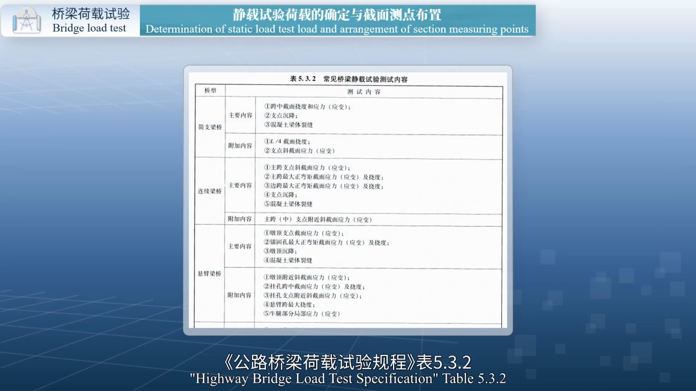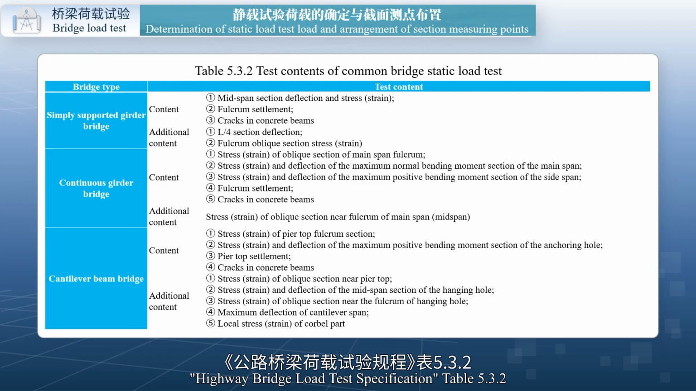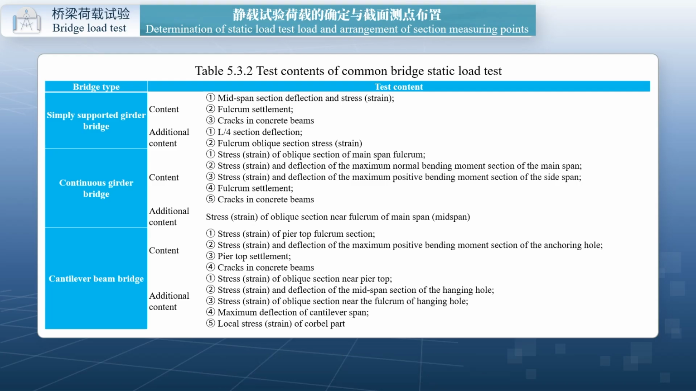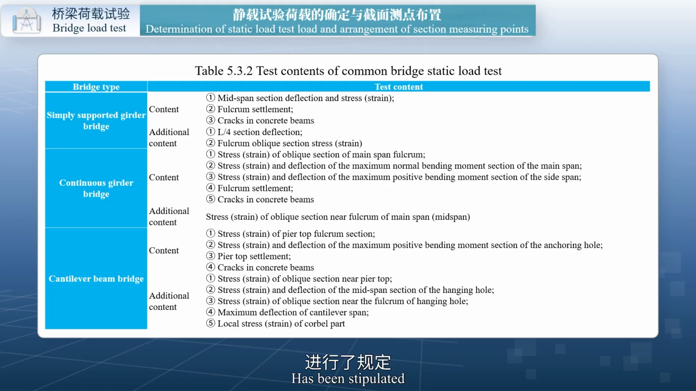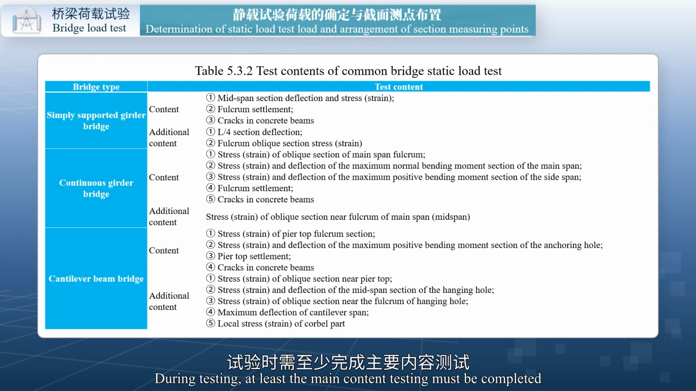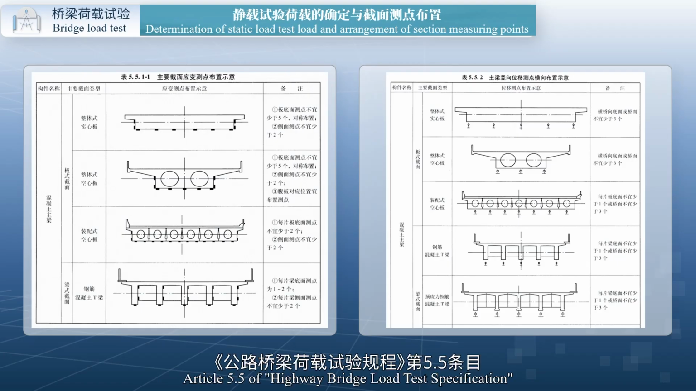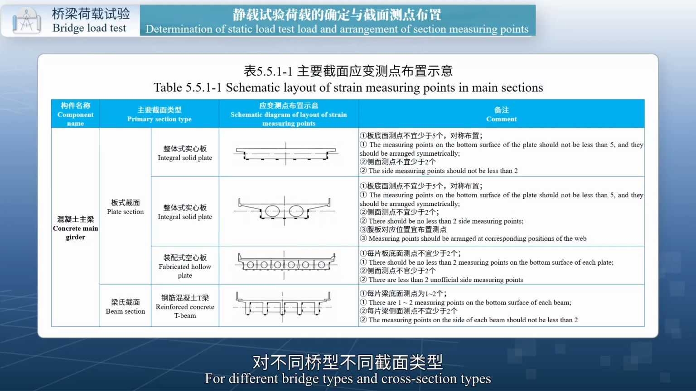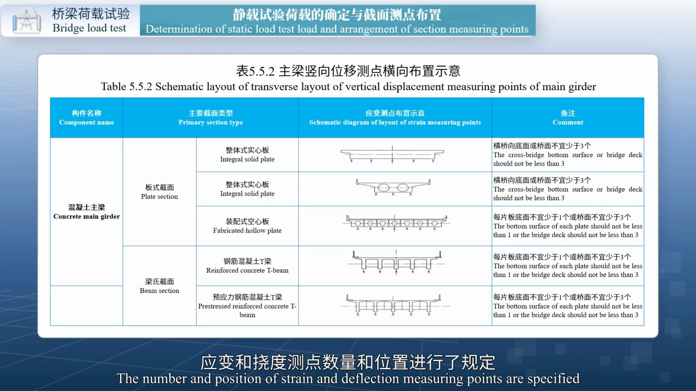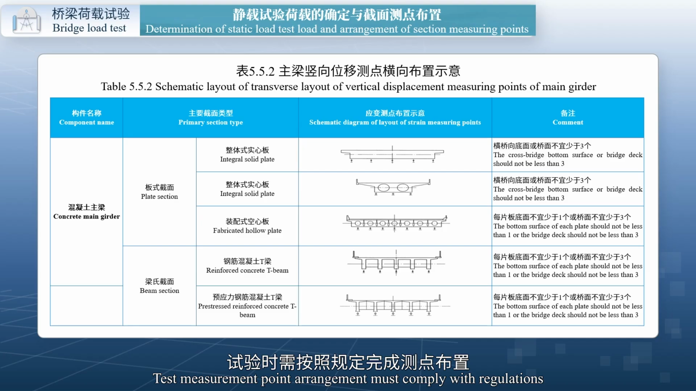Fourth, Highway Bridge Load Test Specification, Table 5.32, stipulates testing content for control sections of different bridge types. During testing, at least the main content testing must be completed. Finally, Article 5.5 of Highway Bridge Load Test Specification specifies the number and position of strain and deflection measuring points for different bridge types and cross-section types. Test measurement point arrangement must comply with regulations.